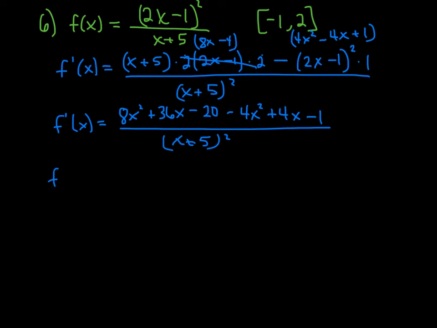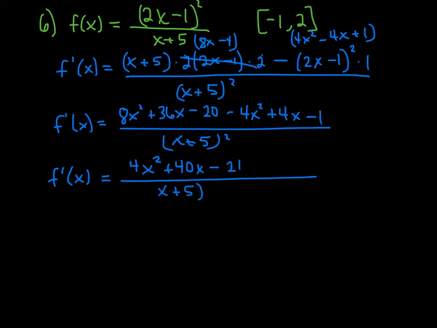So cleaning up the top again, I'd end up with 4x squared plus 40x minus 21, over x plus 5 squared. So that is our derivative. It's a real ugly one. But we're going to go through and follow the rules.